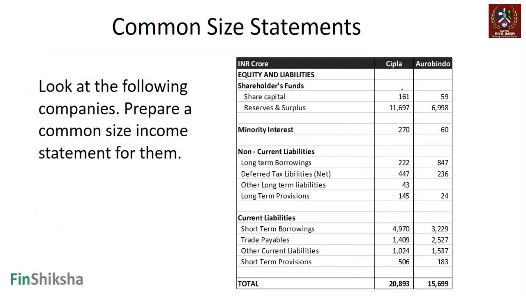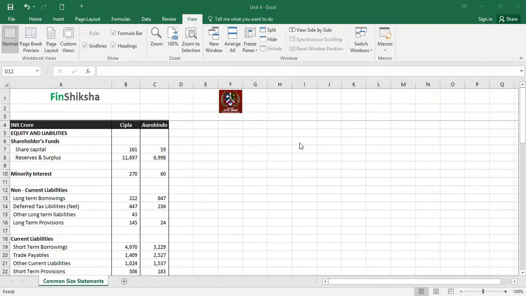So in the first case, we have to divide everything by the 2893 number. In the second case, we have to divide by 15699. Each of these headers needs to get divided by those respective numbers in order to arrive at the common size statement number, right? So that's what will become important here. Let's actually go to an Excel file and try and decode this and understand this, right?